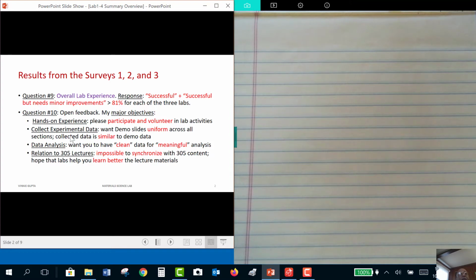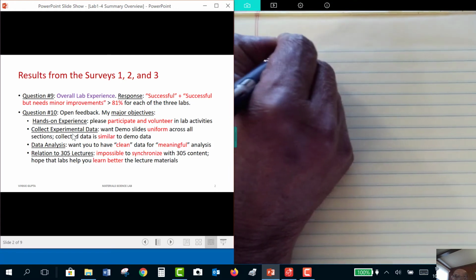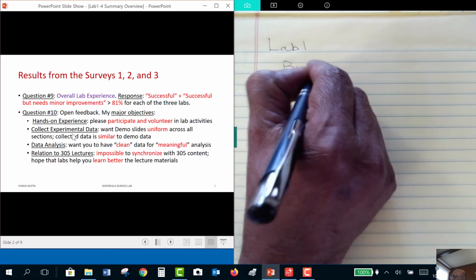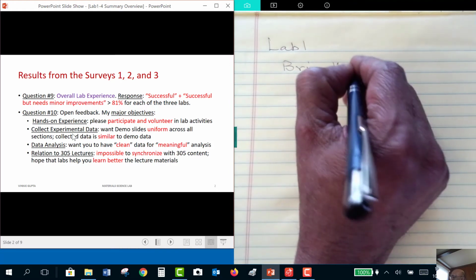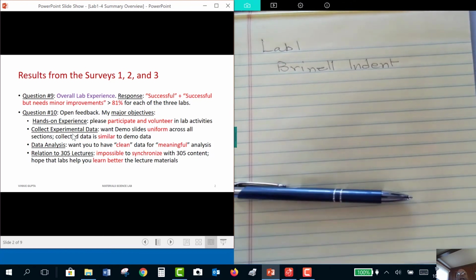And then as far as assignment data is concerned, you may remember that in lab 1, I had you analyze images of the Brinell indents, right? And you may remember that we had each section collect the images, do the indents, and then the images were scanned by the TA and we had to upload it. And it was really quite a bit of overload because we had to do this all in the same week, one after the other.